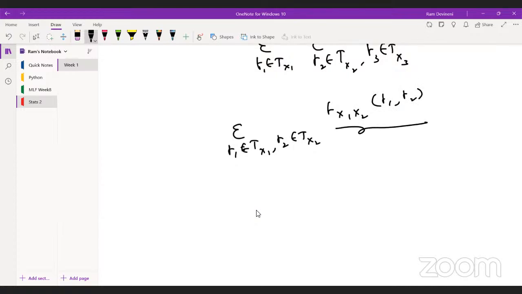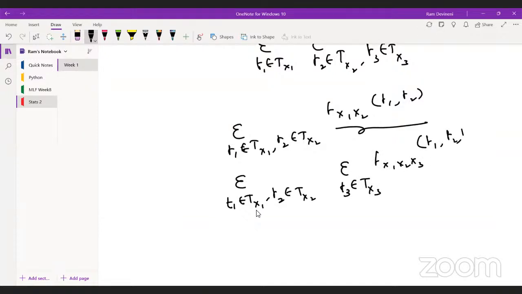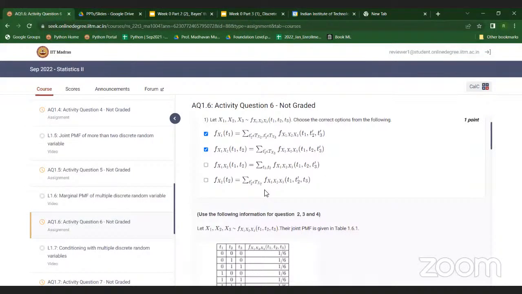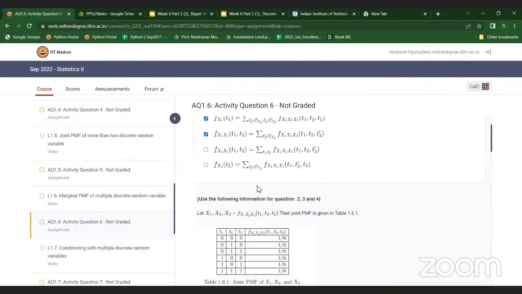But what about this value? This is nothing but summation over t3 belonging to T_x3 of f_x1, x2, x3 of t1, t2, t3. So basically you're summing over x1, x2, x3, and even here the sum is going to be equal to 1. Enough. Now we'll go to normal problems. So this option number 4 is incorrect. It should have been summation over t1 and t3, that is summation over T_x1 and T_x3.